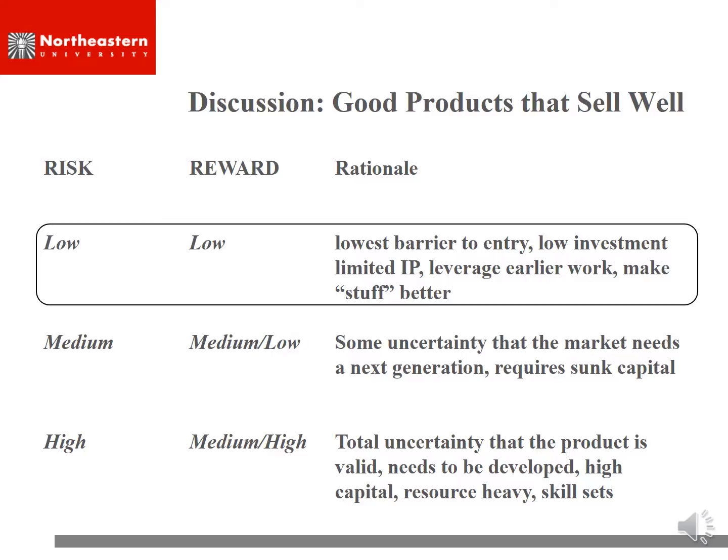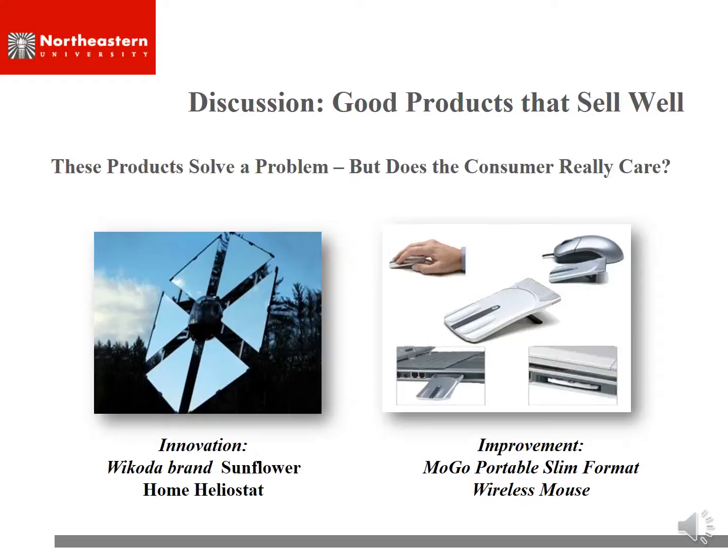And then on the high risk products, you can have medium to high return. I mean, typically the higher the risk, the higher return. First movers or new technology, new IP that solves a real problem typically commands a higher price, generates a higher profit, and provides a better ROI for investors. Guys with the heliostat should have quit before they started. The mouse guys, when we failed the first time, shouldn't have continued to invest.